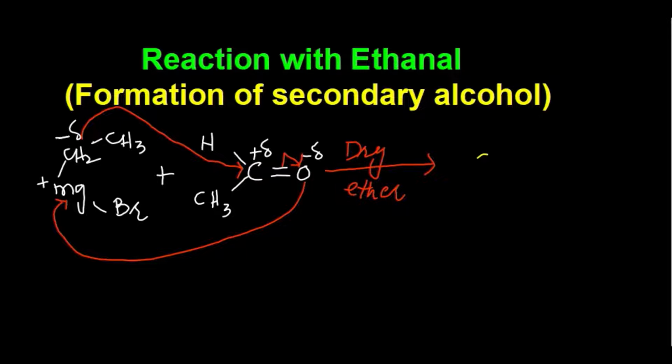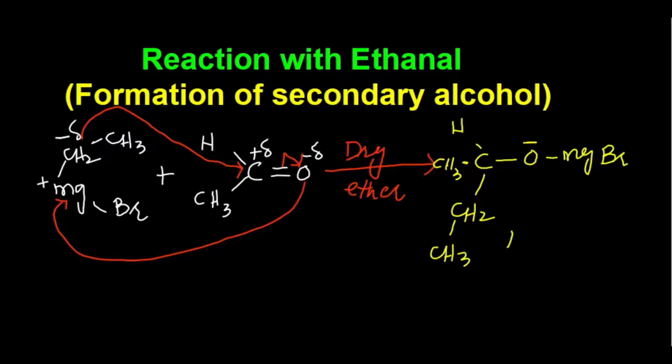The addition product which is formed will be like this. We make here the carbonyl carbon. On one side it has a methyl group. Here we have a hydrogen atom, and here an ethyl group, CH2, CH3, is attached. Here is oxygen which has a negative charge on it, and it is attached with magnesium bromide, right students? This is the addition product.